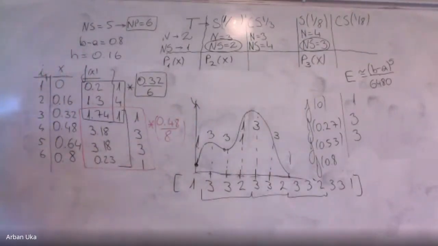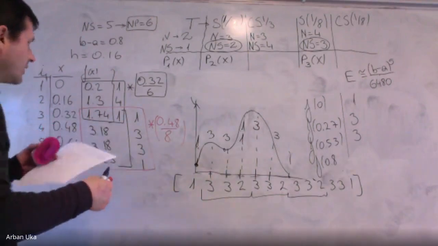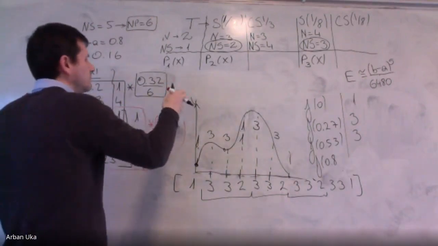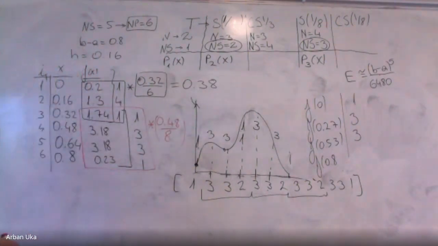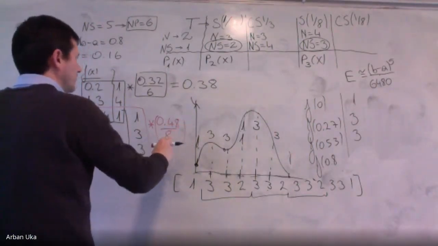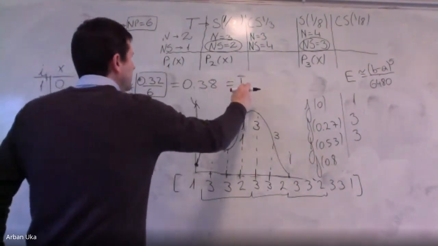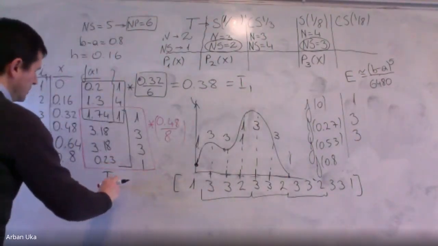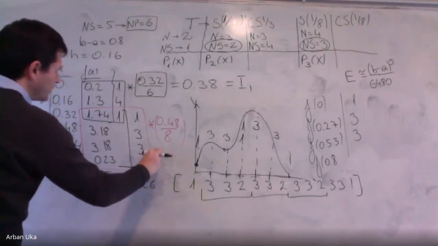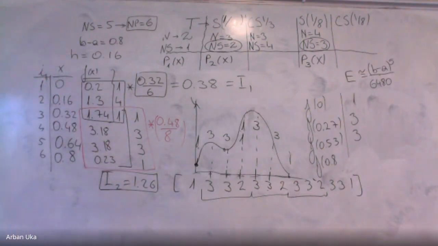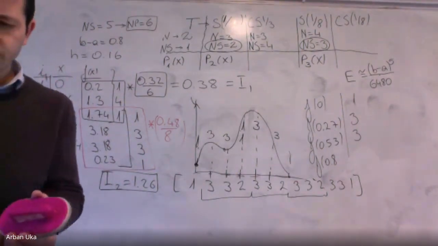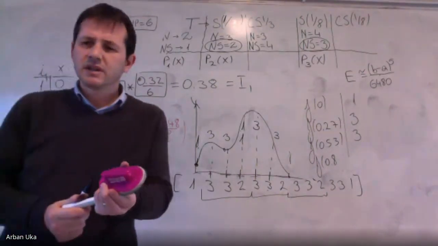So what we're doing here is simply summation. This is 0.38, and the second part of the integral is going to be 1.26. This is equal to I1, and I2 is 1.26, which comes from the second part, which is in red. We add them together, and we find a more correct value for the integral of this specific function.